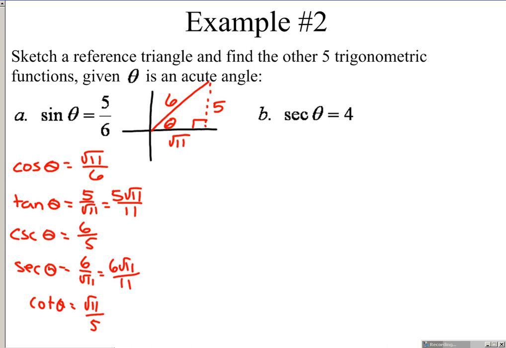Letter B, secant of the angle is 4. And we know it's going to be in quadrant 1 because we were told that it has to be acute. So there's our reference triangle. There's our angle. The secant of that angle is 4. Secant is reciprocal of cosine. So that's, instead of adjacent over hypotenuse, hypotenuse over adjacent. Use Pythagorean Theorem. Third side here is going to be 16 minus 1. Take the square root, it's root 15.